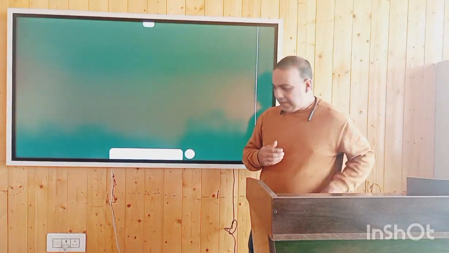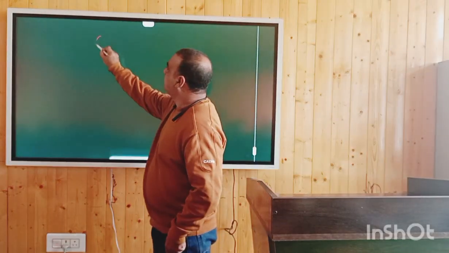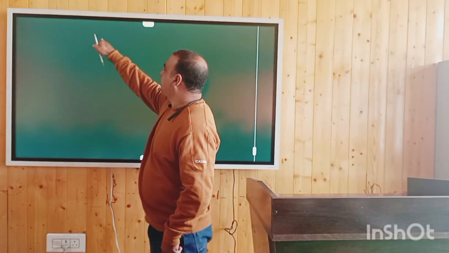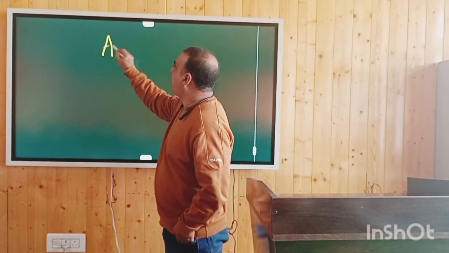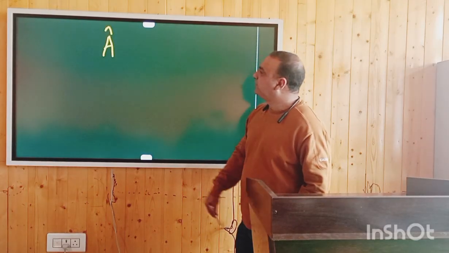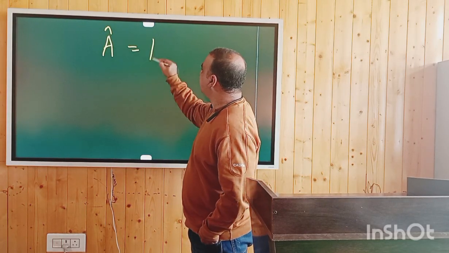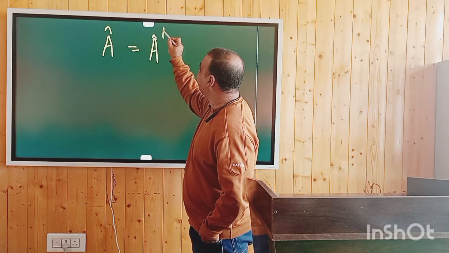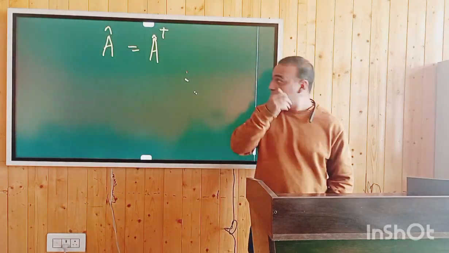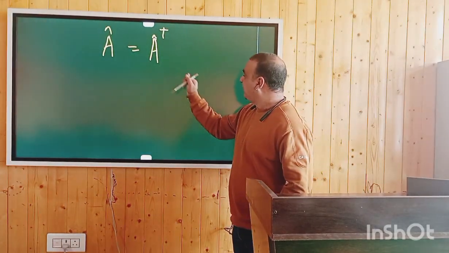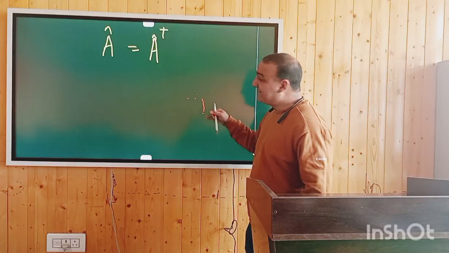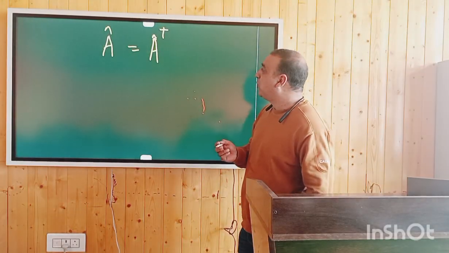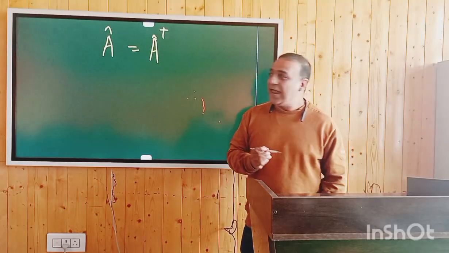Suppose I have an operator A. If this operator A is equal to its Hermitian adjoint, which we also write with a dagger, a plus-like sign, that is, if an operator is the reflection of itself in the Hilbert space, then we call it a Hermitian adjoint, right?